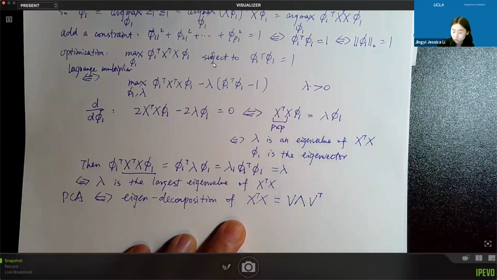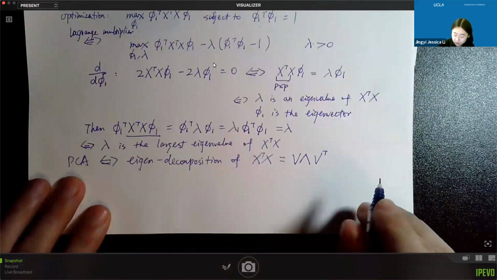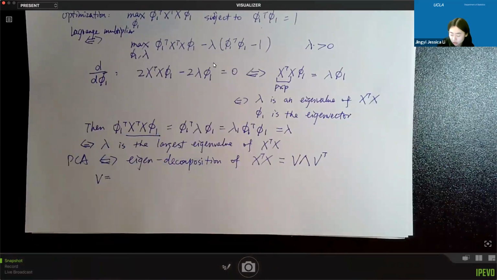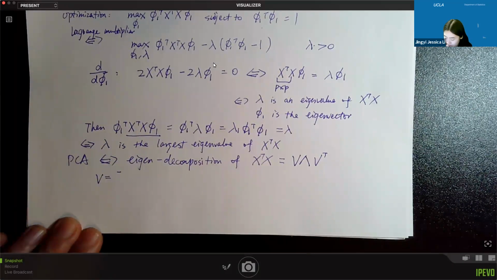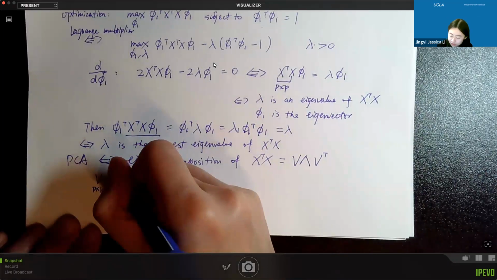Okay, so what is the V? What is the lambda? So the V is just, maybe I just make it simpler. So I would just say this is a P by K. Yeah, let me put it here. So let's just say this.